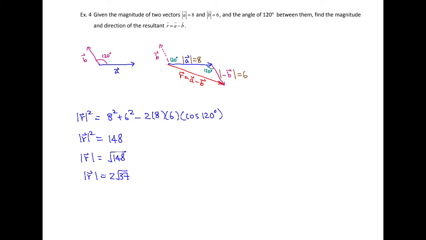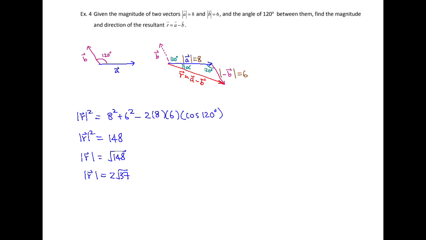Next, we have to find the direction angle. So we know the tail of the vector r is actually connecting to the tail of the vector a. So this angle is the one we want to find. That's called alpha. Because we already have an obtuse angle in the triangle, that means alpha will not be an obtuse angle. Therefore, it is safe to use sine law to find the alpha here.